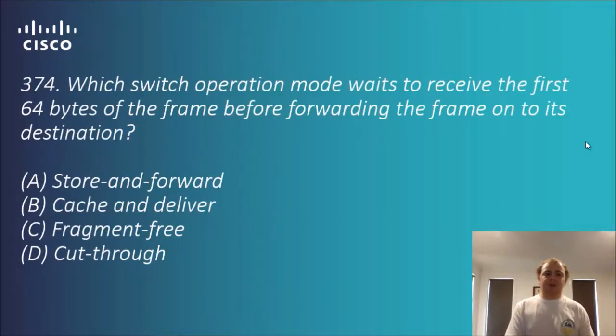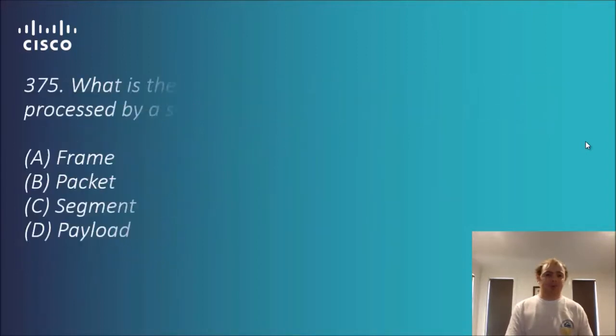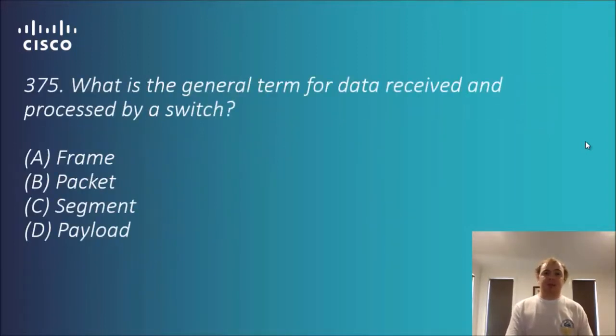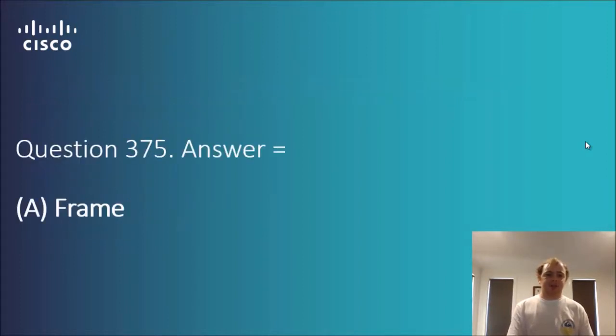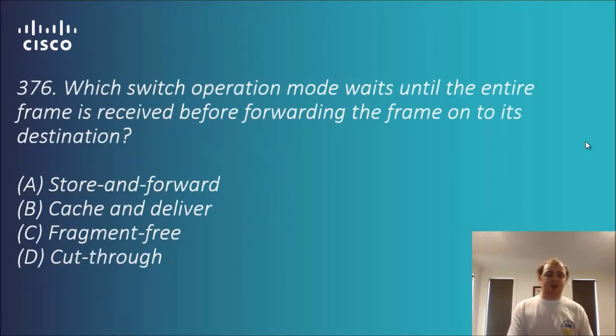Simple. 374, which switch operation mode waits to receive the first 64 bytes of the frame before forwarding the frame on to its destination? We've got store and forward, cache and deliver, fragment free, and cut through. The answer for this one is C, fragment free. That is basically the description of fragment free. 375, what is the general term for data bit received and processed by the switch? We've got frame, packet, segment, payload. As we've been going through these questions, frame's been used a lot, so that's the answer. Frame is what it goes with.